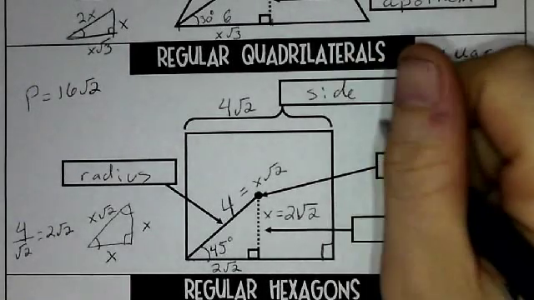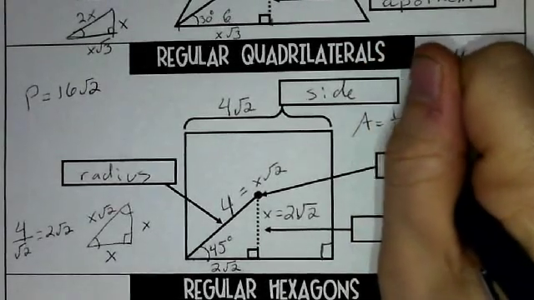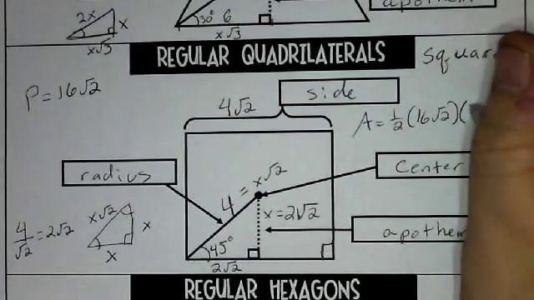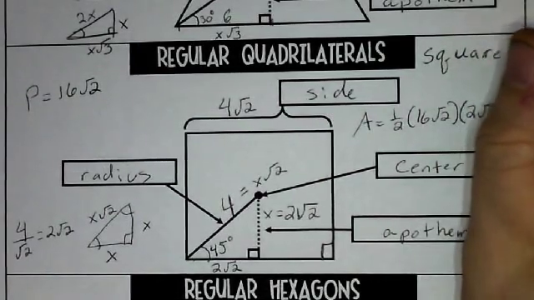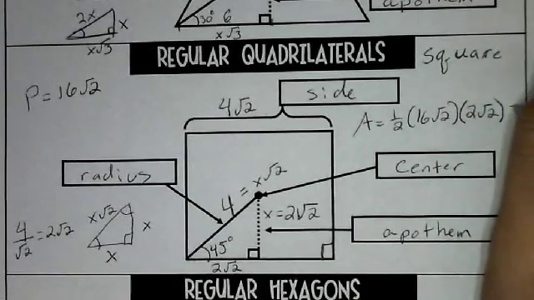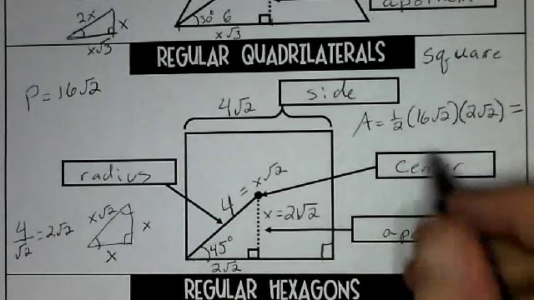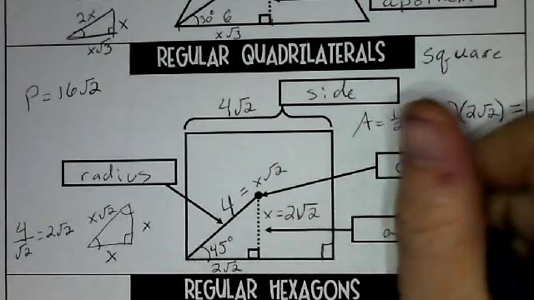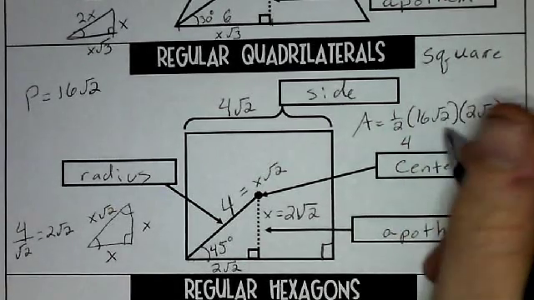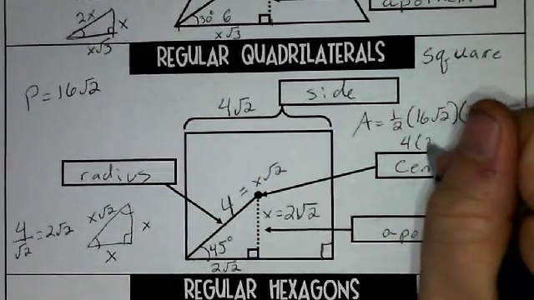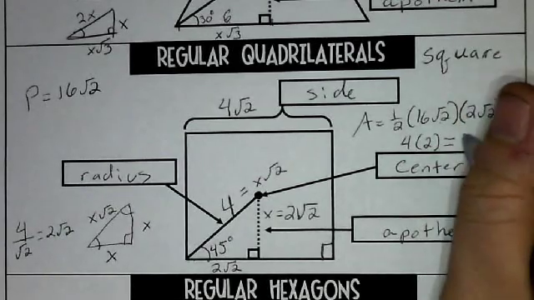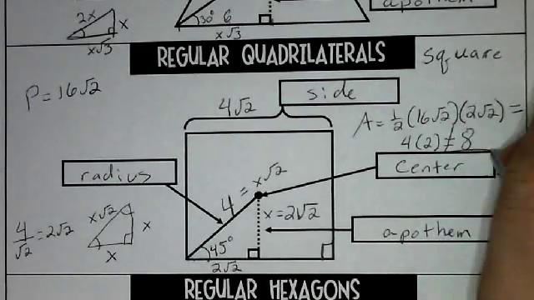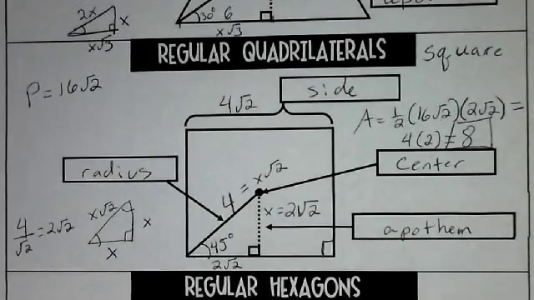And now I can apply the formula that the area equals 1/2 of the perimeter times the apothem, and let's see what this gives me. Well, 16 times 2 is 8. Half of 8 is 4. So I have 4. Square root of 2 times the square root of 2 gives me 2. And 4 times 2 is 8. And so my area would equal 8 units.